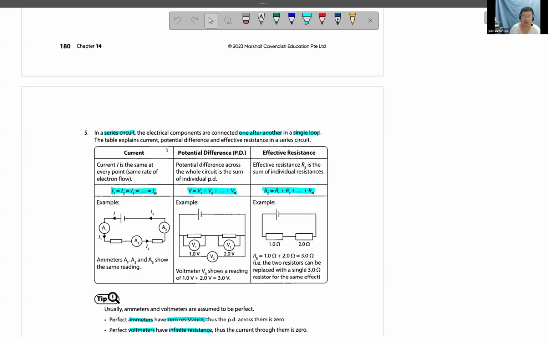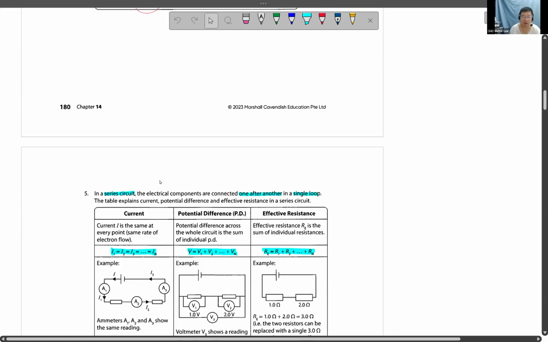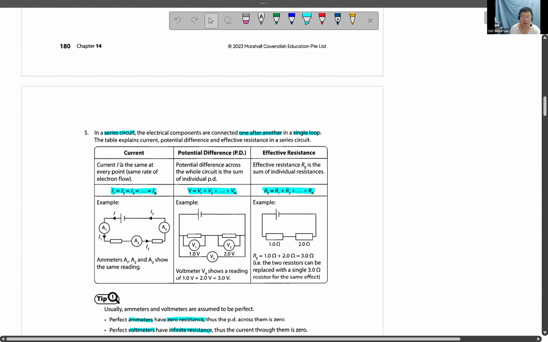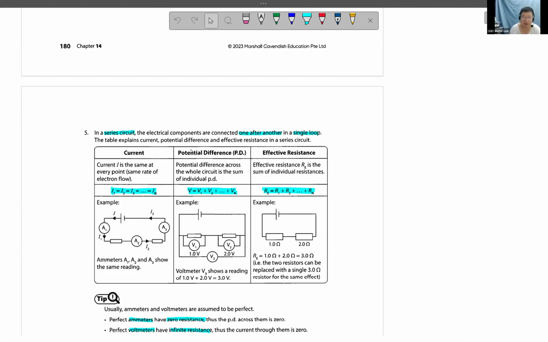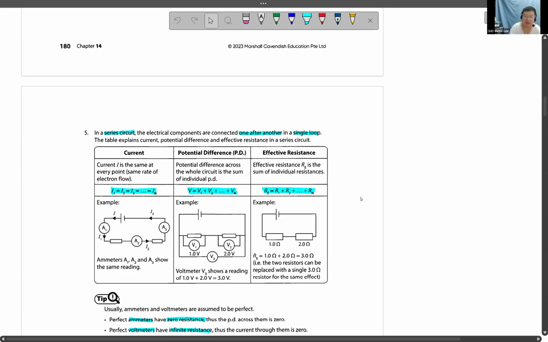Okay, so in this chapter 14, the key thing is the circuit diagram: understanding the circuit diagram, the components, as well as series and parallel circuits. What are the formulas that you can use to calculate current, potential difference, as well as resistance?